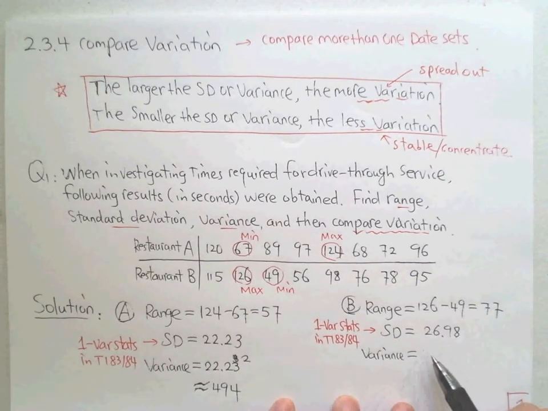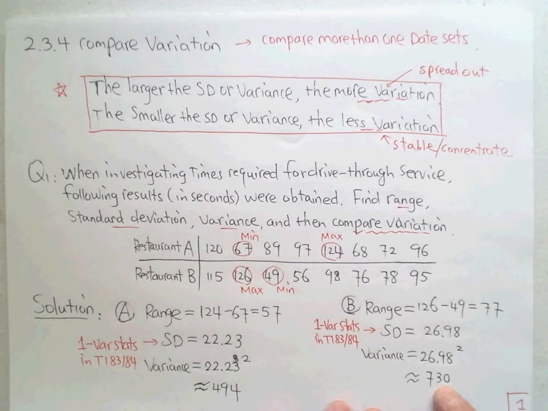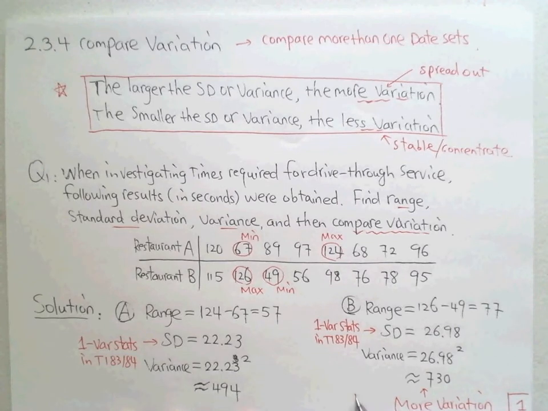The same, I'm going to find the variance for B. Square of the standard deviation, 26.98 squared. Okay, I already found it is around 730. So can you see this is much easier, right? 730 is much bigger than 494. So this is more variance. So B has more variance, or more variation, for the data. So B what? More variation for B.